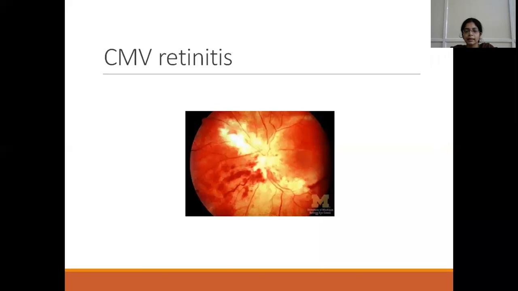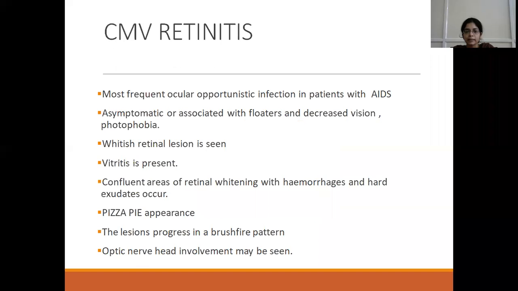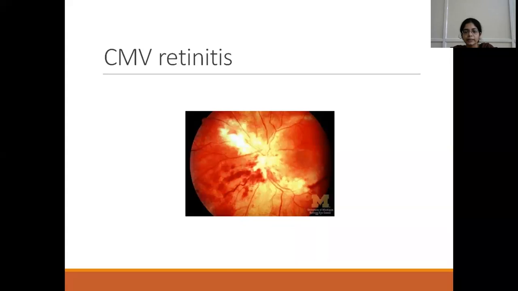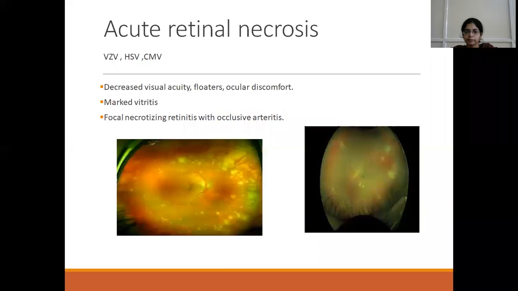So retinal necrosis, retinal vasculitis, and hemorrhages will all cause loss of fine fundus details. You can only see the gross details. This is typically referred to as a pizza pie appearance. There is a whitish retinal lesion with hemorrhages and hard exudates, and also retinal vasculitis. And it is not spreading in a random fashion. It is spreading like a wildfire or brush fire pattern, in a specific manner. All this appearance is known as pizza pie appearance. This is CMV retinitis.